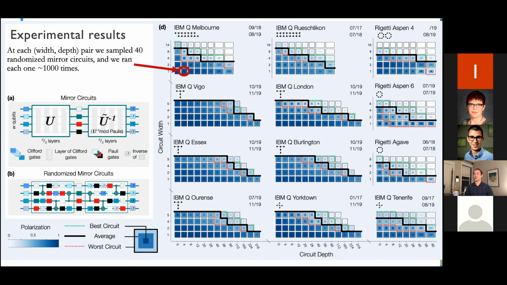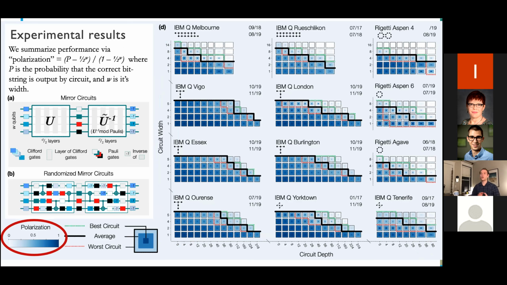And so what are we actually plotting? So each width and depth pair, so that's what the axes show. And what we did is we sampled 40 randomized mirror circuits, and then we ran each one 10,000 times. And then we summarize how well it performed via polarization. So what we do is we see how many times we get the correct bit string. So each of these circuits, there's some bit string it should always output. We look to see how often it did. So that's an estimate of its success probability. And then we rescale this to what we call the polarization, which basically just removes a number of qubits dependent factor.